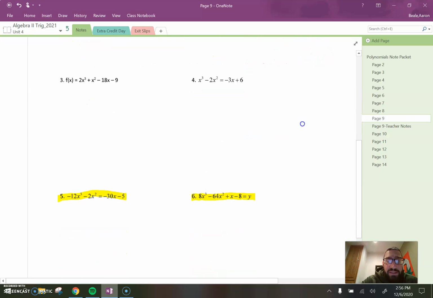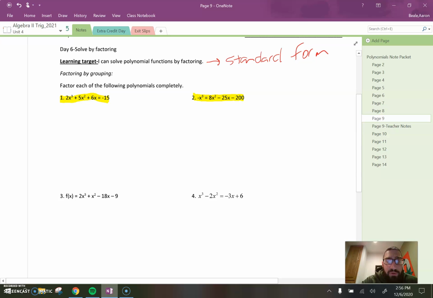Now, there are 6 examples in your notes packet. I'm only going to do 4 of them, and then I'll show you the answers to the other 2 if we have time, or pause and let you guys give them a shot. It would be important for you guys to do that just to get the extra practice. Okay, so let's jump right into it.